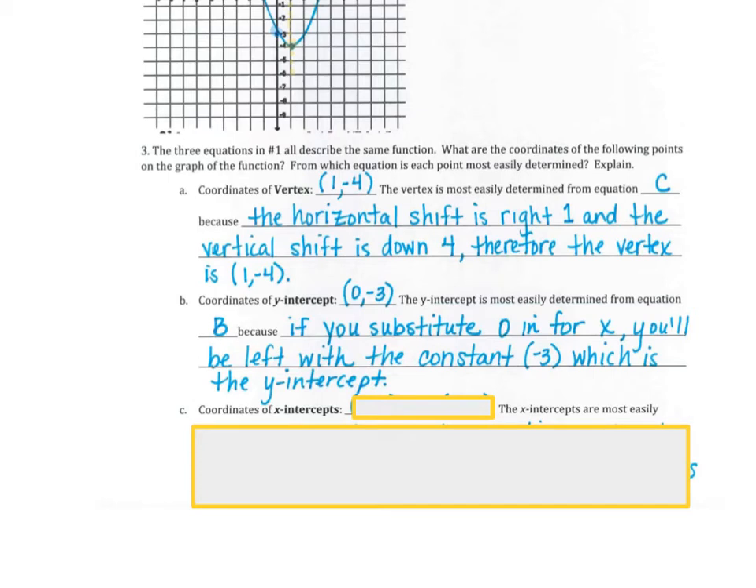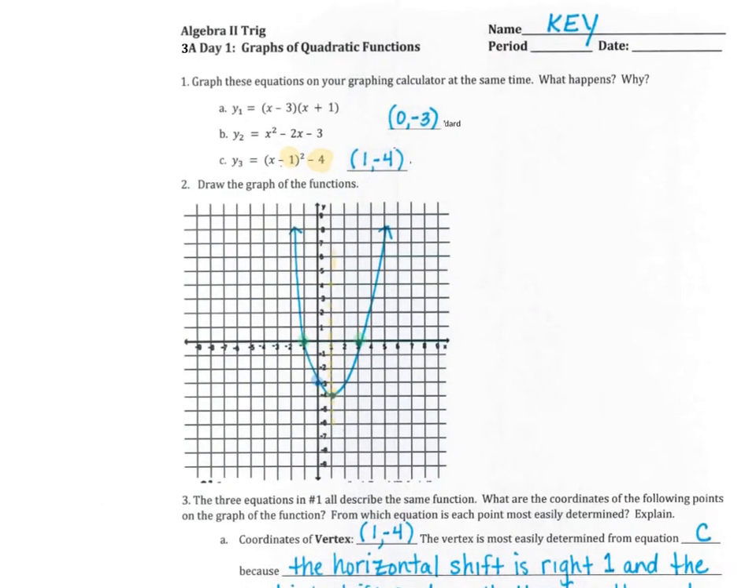So we're going to actually use equation B for this one, because by plugging in 0 for x, these two terms would cancel out. You're left with a -3 there. Okay, next.